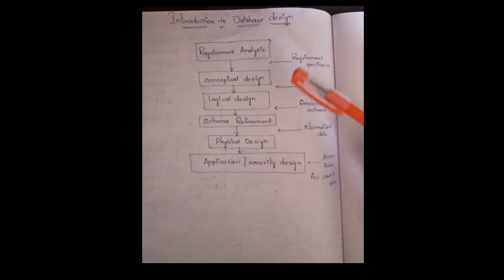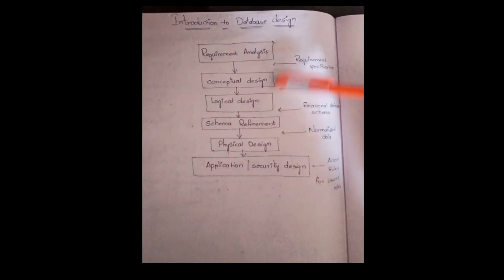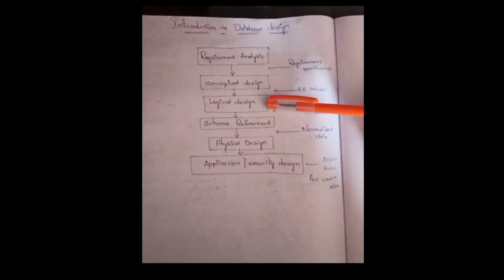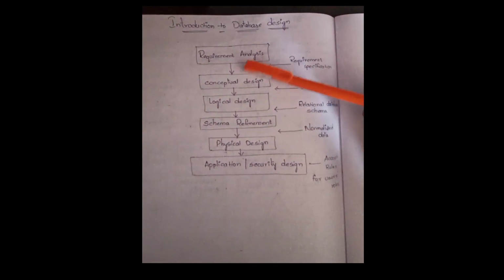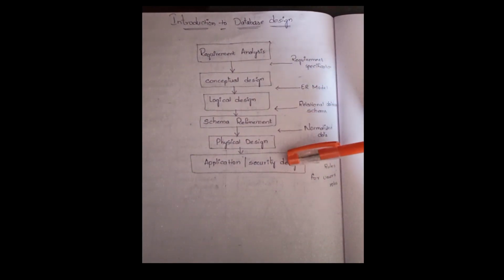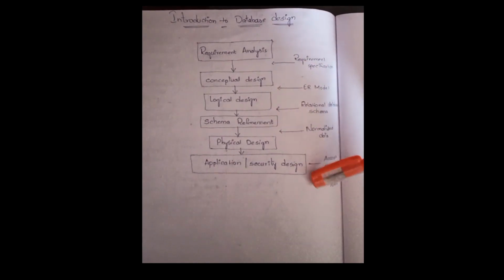Please note that all these steps are repeated until the database design becomes satisfactory. So these are all the processes involved in the database design to make the design satisfactory.